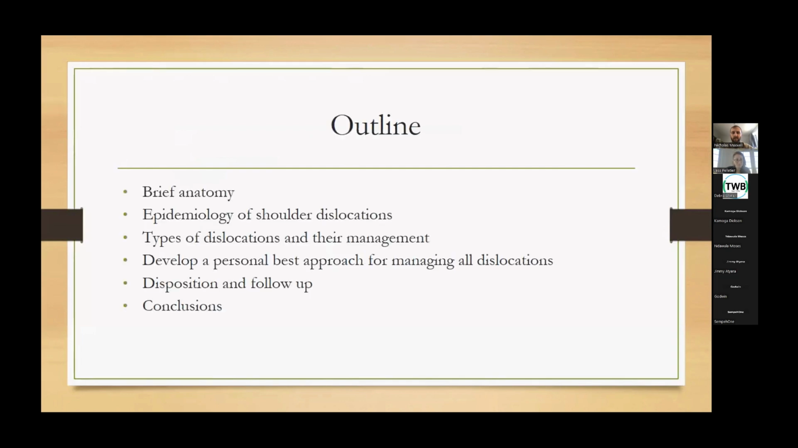This is going to be my outline. I'm briefly going to take us through the anatomy of the shoulder joint, and briefly go into the epidemiology of shoulder dislocations. I'll tackle the different techniques of shoulder dislocation reductions. And I think at the end of the presentation, all of us will have developed an approach on how to manage these shoulder dislocations within the emergency departments. And then I'll briefly just talk about the disposition for these patients, and then give some concluding remarks.